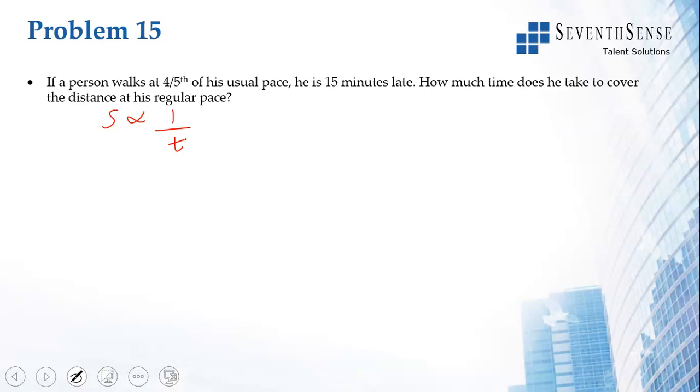So if a person is walking at 4/5 of usual pace, pace means speed. If he is walking at 4/5 of his usual pace, 4/5 pace means 5/4 of the time. Speed is reducing from regular pace, becoming 4/5 pace. Time is increasing from regular time to 5/4 of the regular time. So what is it saying? 5/4 of the usual time.